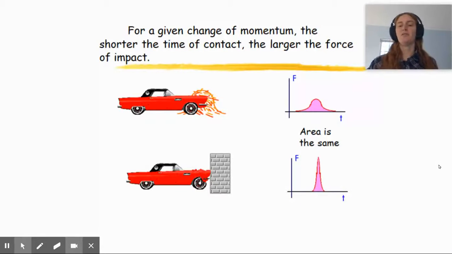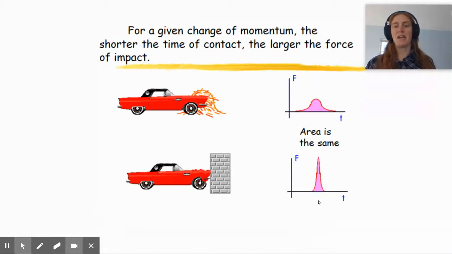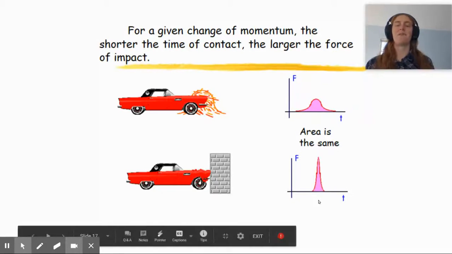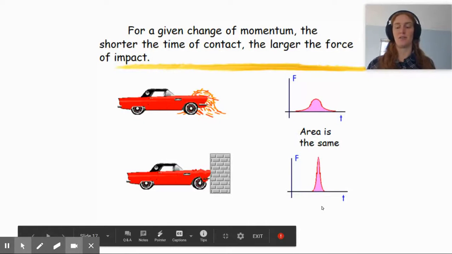So what I can do is I can either apply a smaller force over more time to get this car to stop, or I can apply a bigger force over a shorter amount of time to make my car stop. Both of these, the area is the same. My impulse is the same. My change in momentum is the same. The difference is that the maximum force is less, which is good because if you don't want to get hurt, you want a smaller force exerted on you.